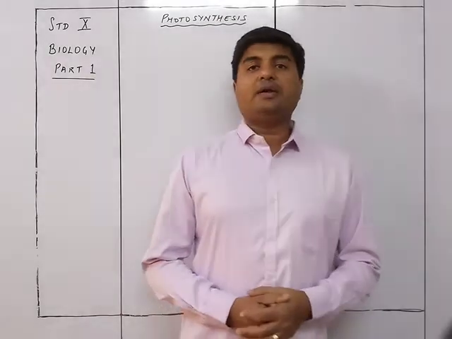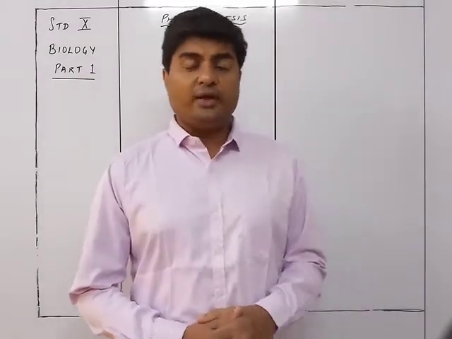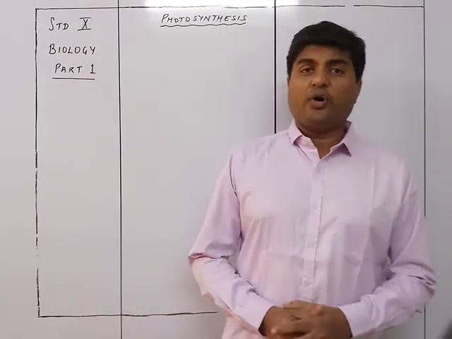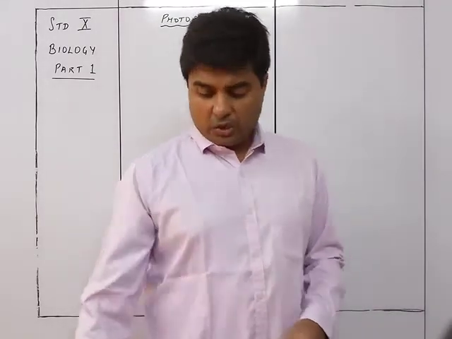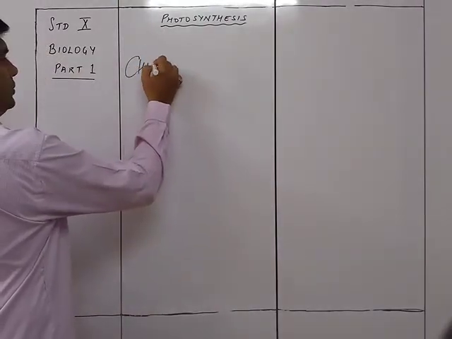Now we talk about the details of photosynthesis. The first and foremost thing required in the plant for photosynthesis is chlorophyll. So the first thing required is chlorophyll.